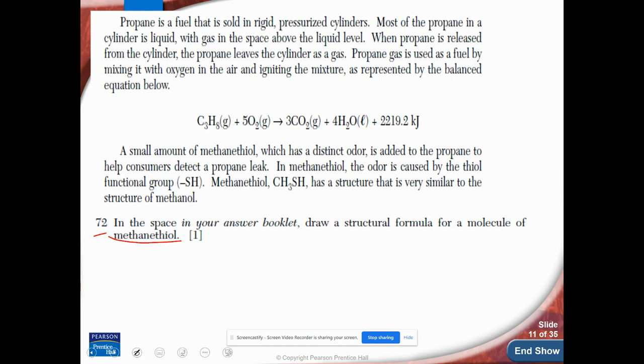So then that means I have methane, right? Carbons with 4 bonds. And methane thiol is CH3SH. So CH3, and then I have SH. So, structural formula, not isomer. I don't know why I said isomer. Just a structural formula for a molecule of methane thiol. Okay, that's the structural formula. Here's methane thiol, CH3SH. That's it. All I had to do.